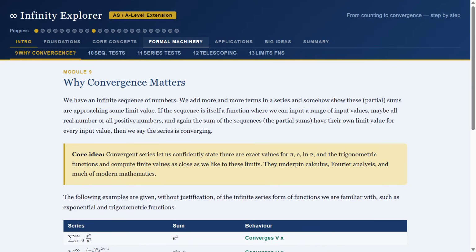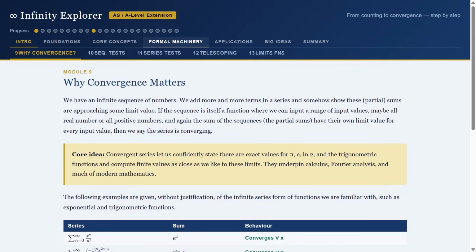Now, beyond that, if the sequence of numbers is generated from some function, and we can input a range of different values, maybe all real numbers or all positive numbers, and that generates for each input value a different sequence of numbers, and the partial sums of each of those sequences have their own limit values, then we say the series is converging for the input values.